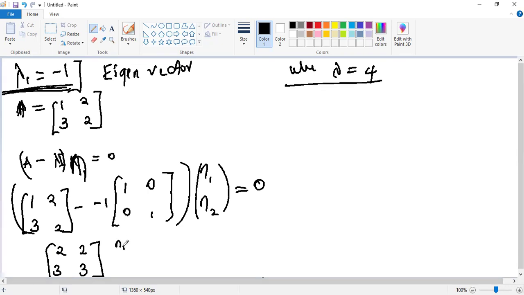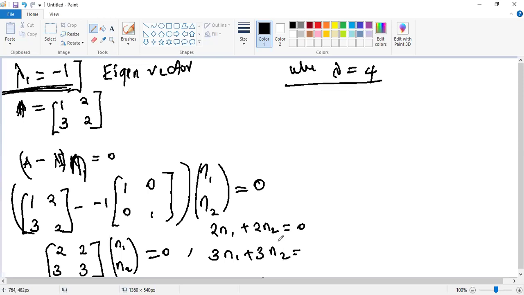Multiply this by n1, n2. This is equal to 0. Then let's open this up and solve. So this gives me 2n1 plus 2n2 is equal to 0. And the other equation is 3n1 plus 3n2 is equal to 0.